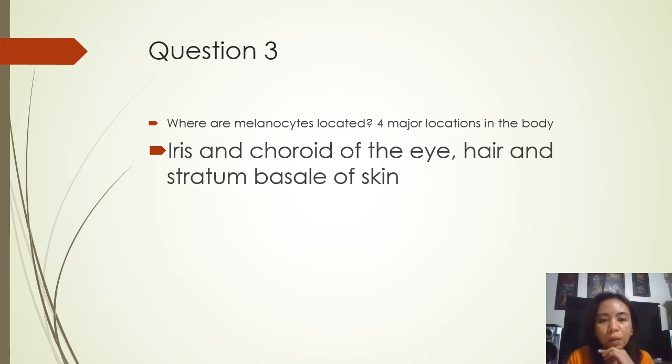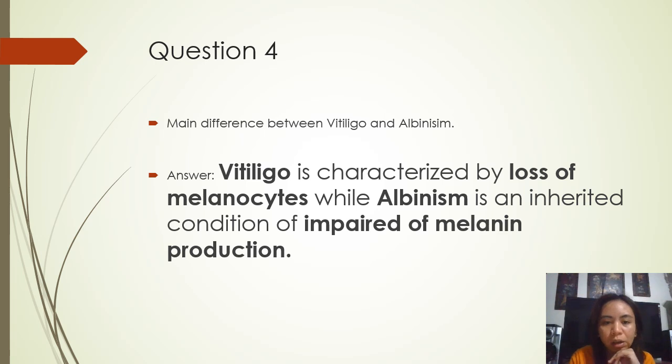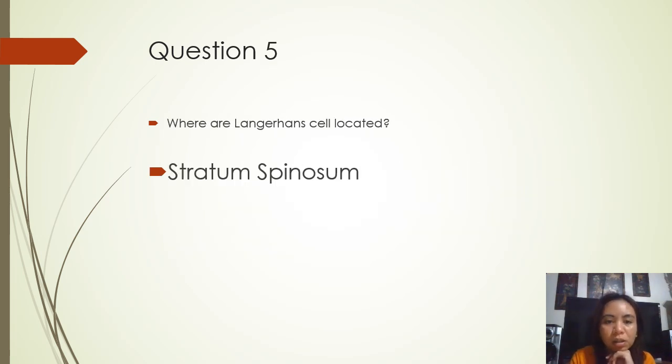Question number three. Where are melanocytes located? So there are four major locations of melanocytes in the body. It is located in the iris and choroid of the eye, hair, and stratum basale of the skin. What is the main difference between vitiligo and albinism? Vitiligo is characterized by loss of melanocytes, while albinism is due to the impaired melanin production of melanocytes.